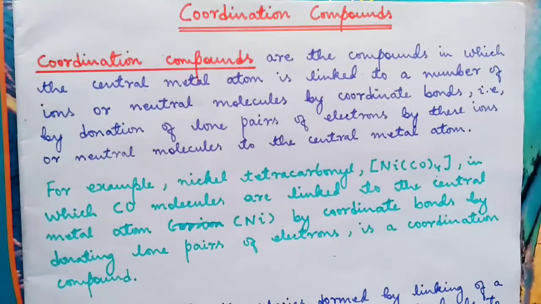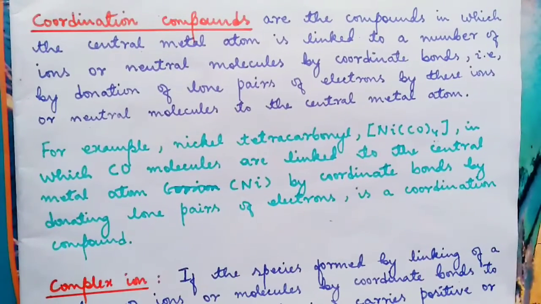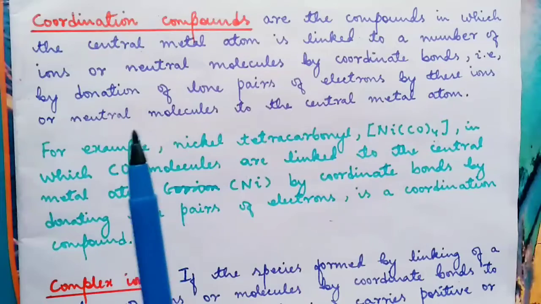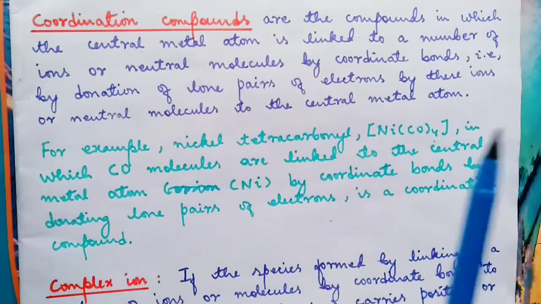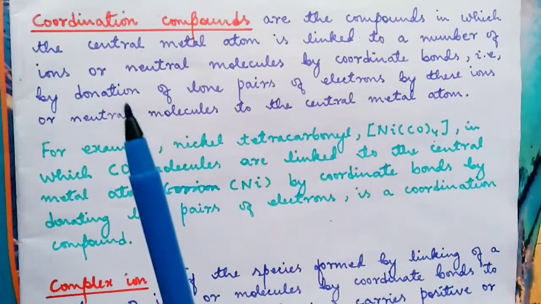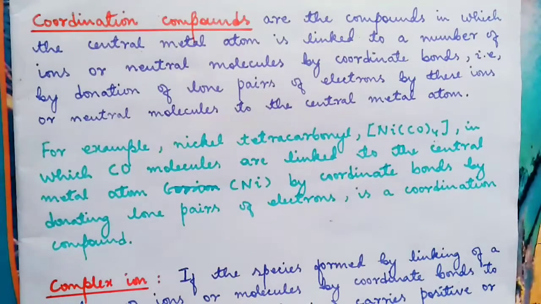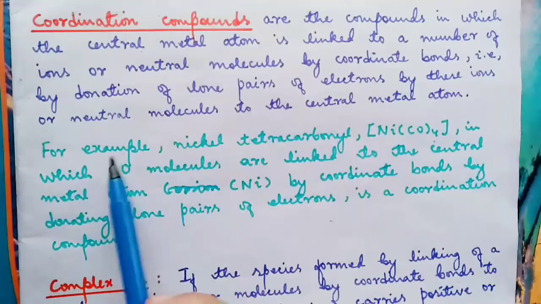In this video, I'm going to explain coordination compounds, their definition, the definition of complex ions, and the types of complexes. So what are coordination compounds? They are those compounds in which the central metal atom is linked to a number of ions or neutral molecules by coordinate bonds. That is, by donation of lone pairs of electrons by these ions or neutral molecules to the central metal atom. Okay? Let's have a look at this example.